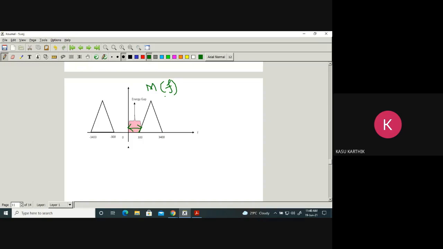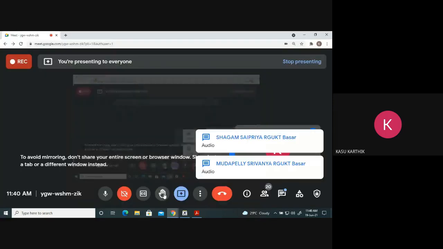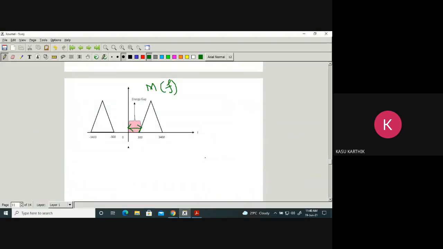What is that? Anyone? Audio. Yes. Audio also does not start from zero. It starts from where? 20. Which means we have an energy gap of 20 from origin.